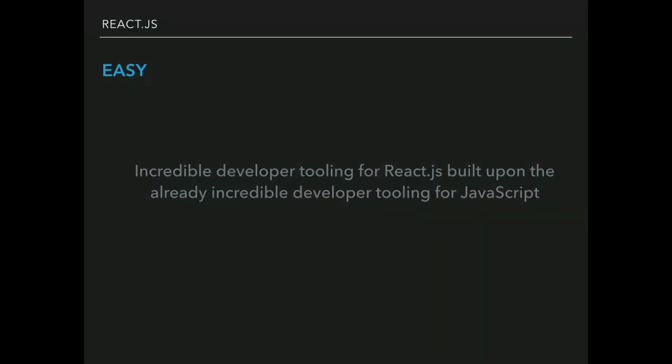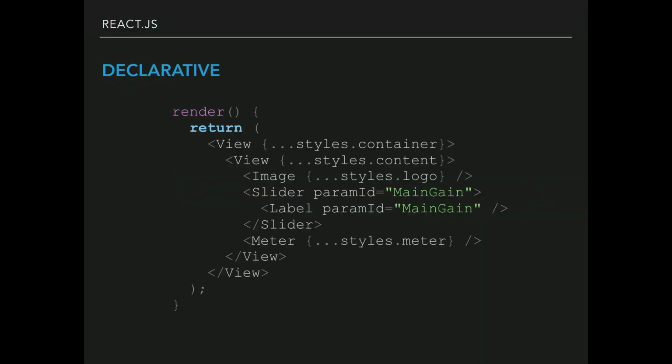It's easy. The developer tooling is ridiculous. It is super fast, and it builds on top of the developer tooling that's already there for JavaScript. And then it's declarative, and we've already seen this proved out in HTML and CSS, I would argue, and React gets that and builds upon it.